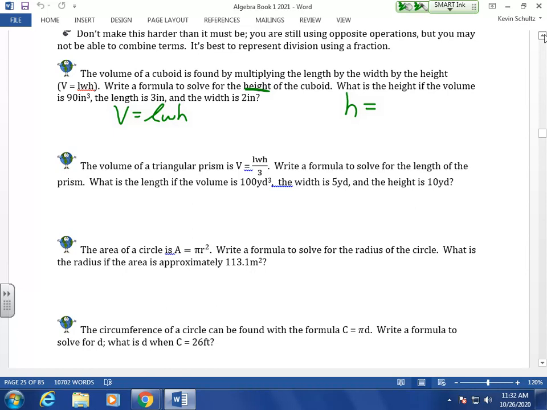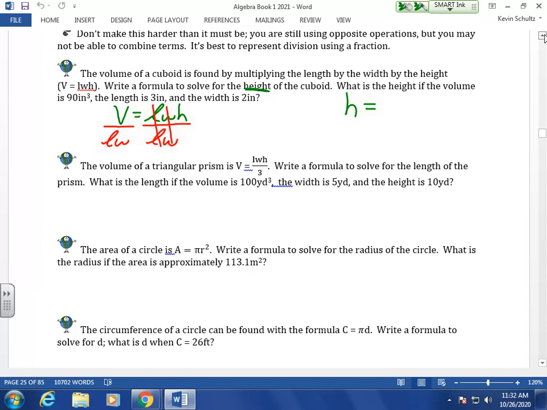Okay? So to undo that, if we divide by the length and the width, what happens to the length and the width on the right side? They cancel out. Just like every other opposite operations equation that we've done, if you undo what's being done to the variable, they cancel out. And then on the left side, of course, we have to divide by the length and the width as well. And so this ended up being kind of a one-step process to get H by itself.